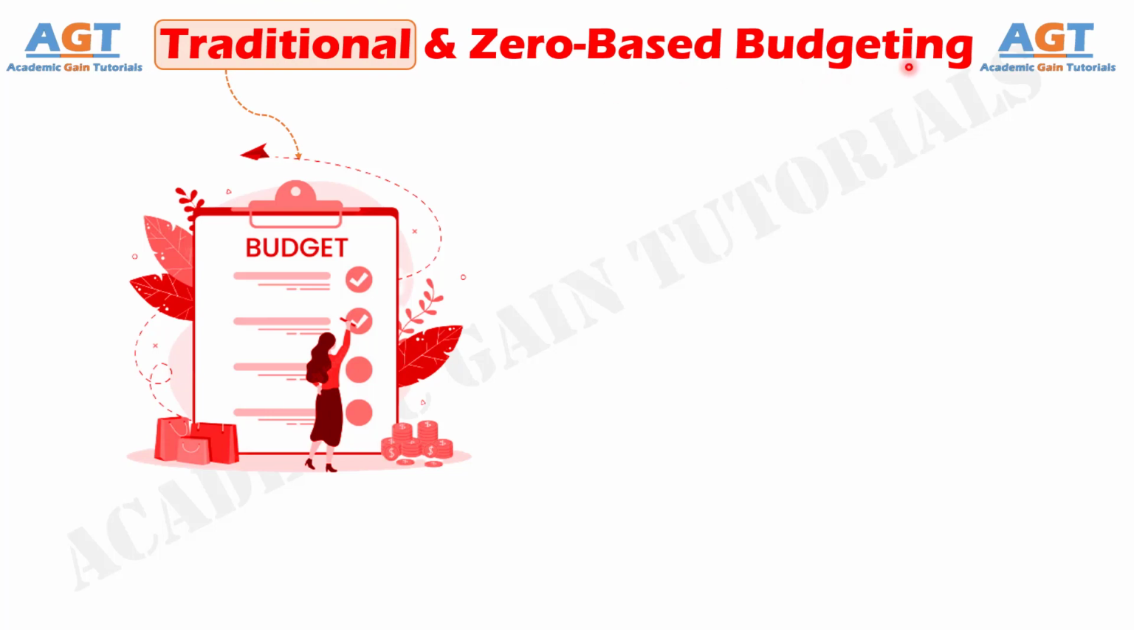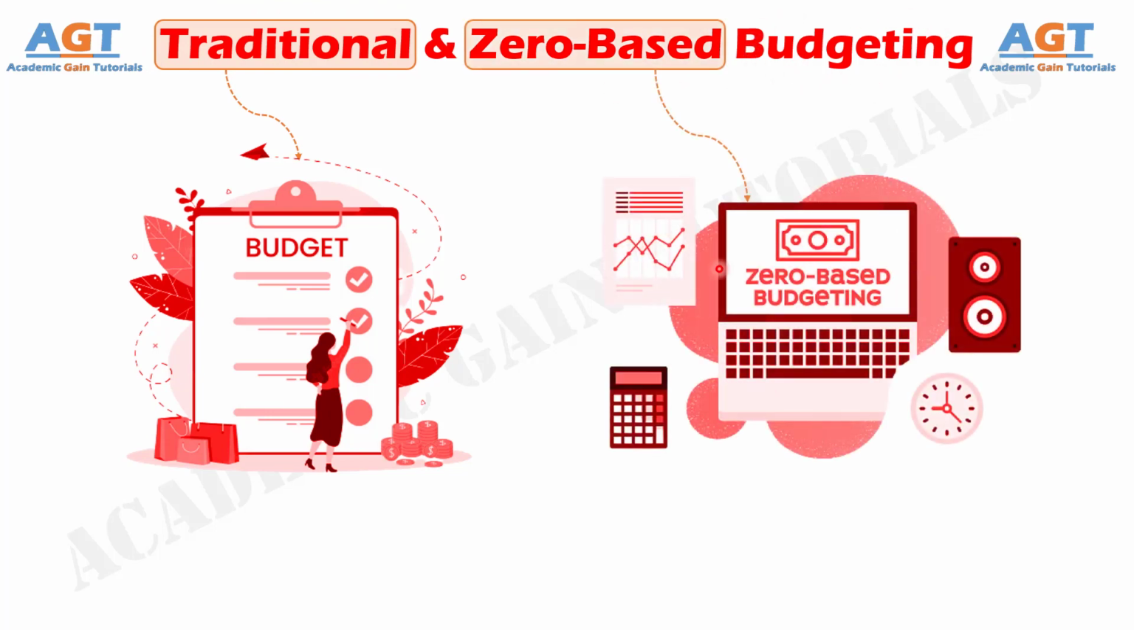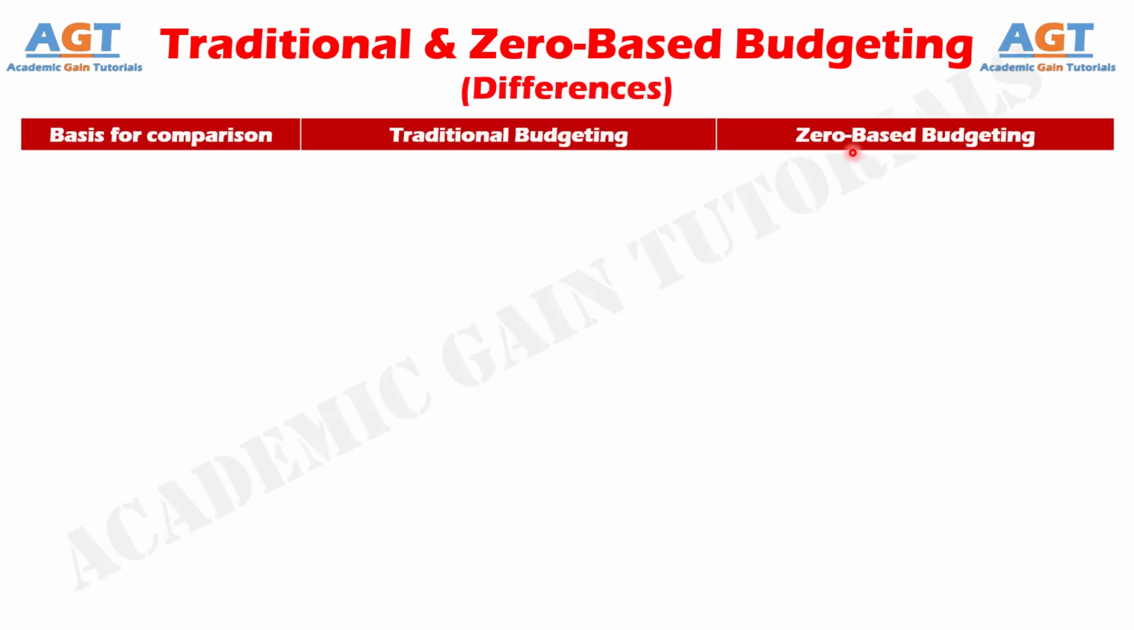Traditional budgeting incorporates the previous year expenditure in the new budget proposal and only increments are a matter of debate. On the other hand, zero-based budgeting is based on the assumption that every rupee of the expenditure should be justified. So, let's look into the basic differences between traditional budgeting and zero-based budgeting in a tabular form.